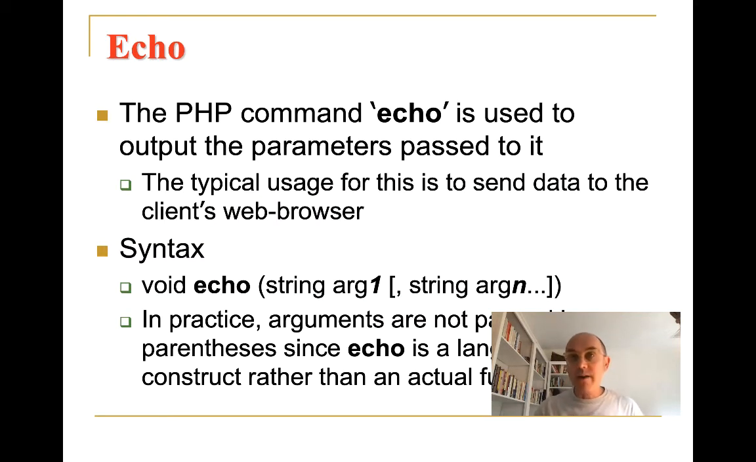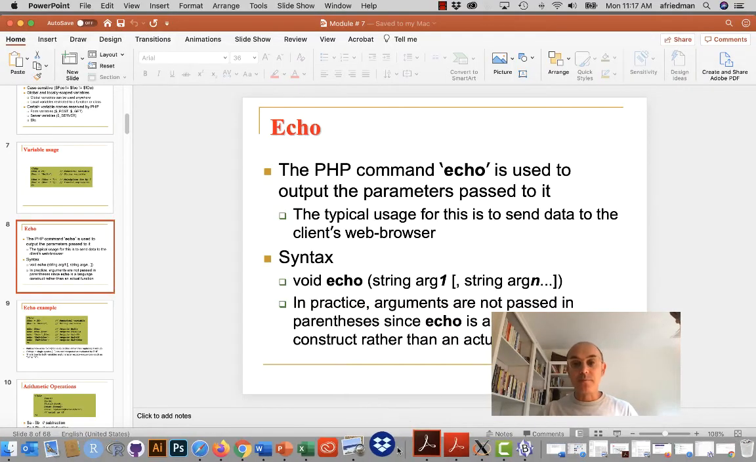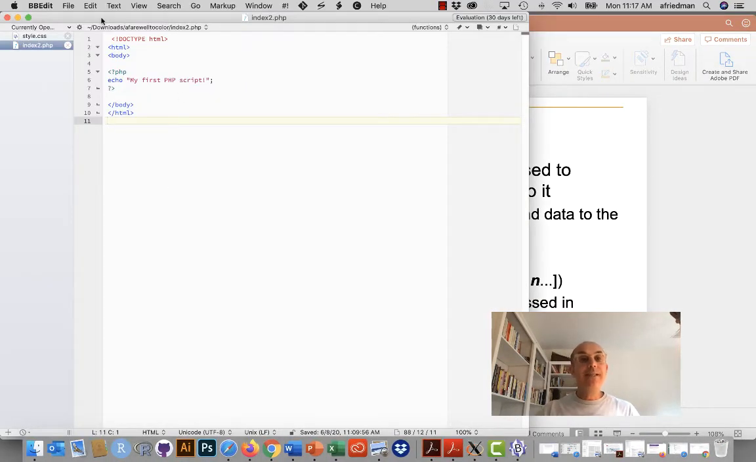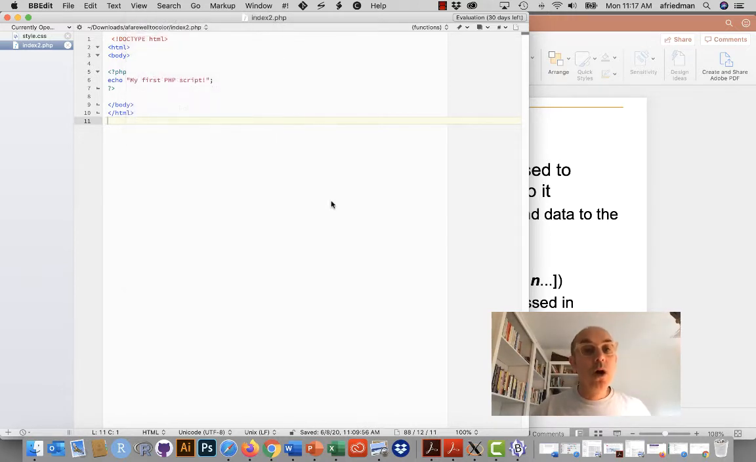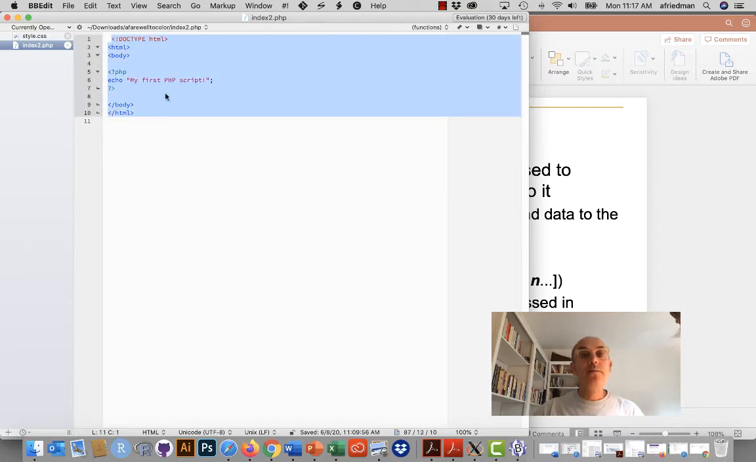So one of the things that you're going to see quite a lot is echo. Echo is used for putting something out in front. It is typically used to send data to the client's web browser. Example. In this case, I hope you can see it better. I'll try to make it a little bit bigger. Hold on a second.